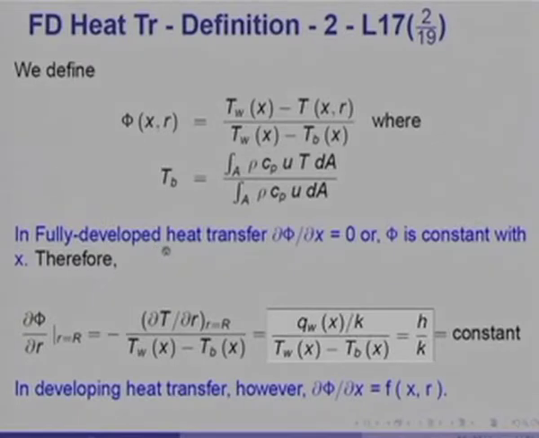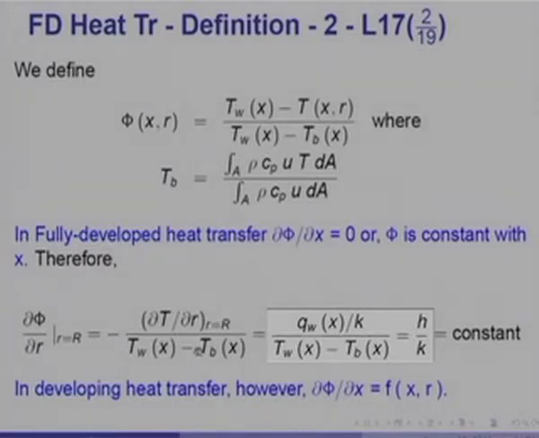In fully developed heat transfer, we say that d phi by dx will be 0. The dimensionless temperature profile will become constant with x. And since phi is constant with x, we would expect that d phi by dr at the wall will also be constant with x, which of course means that it is equal to minus dT/dr at r equal to R divided by (T wall minus T bulk(x)), equal to q wall over (T wall(x) minus T bulk(x)). This definition is used for the constant heat flux case. This definition would indicate the definition of h in the case of constant wall temperature.